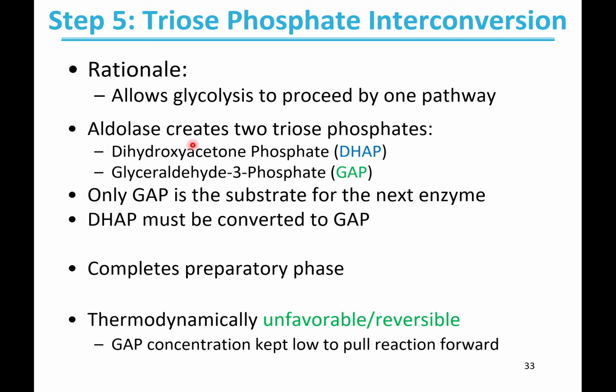Aldolase creates, as we mentioned in step 4, a DHAP and a GAP, and only GAP is the substrate for the next enzyme, so you need to convert your DHAP into GAP. After this step, that completes the preparatory phase. Again, this is thermodynamically unfavorable, and it is a reversible step. How it's driven forward, same rationale we used on step 4: GAP concentration is kept low to pull this reaction forward.